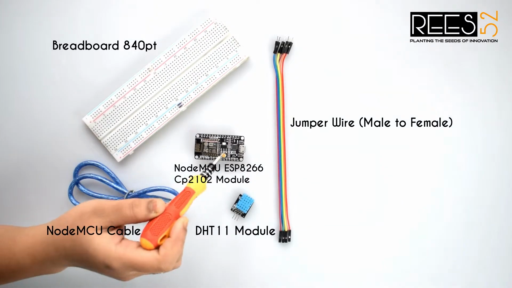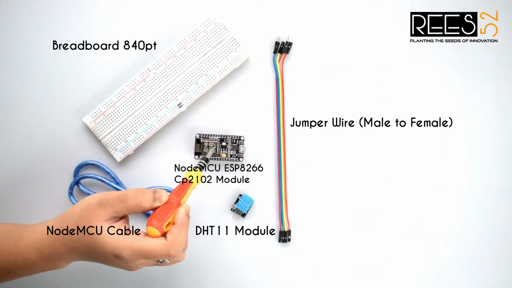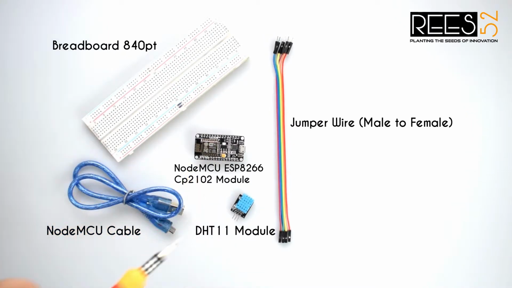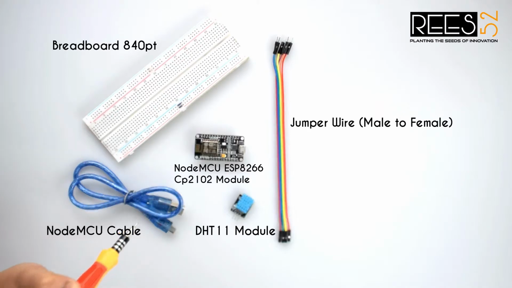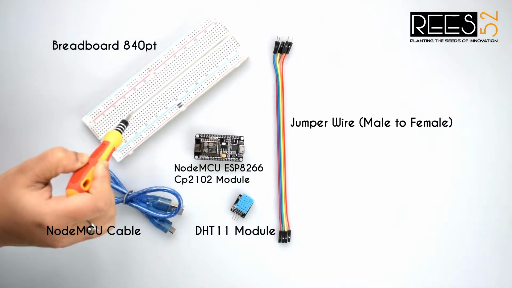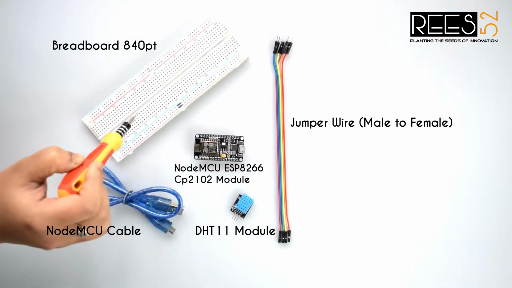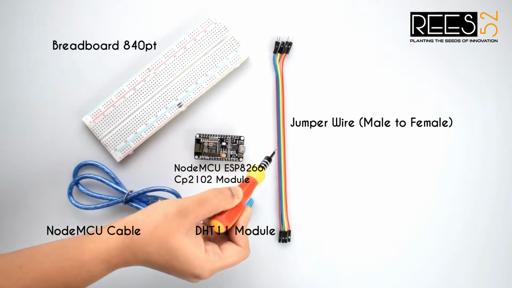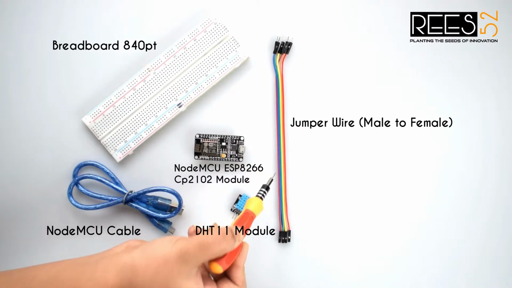First is Node MCU ESP8266 CP2102 wireless module. This is ESP8266 Node MCU USB cable, breadboard 840 point, and DHT11 sensor module, and some male to female jumper wires.